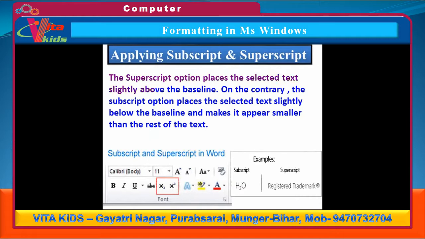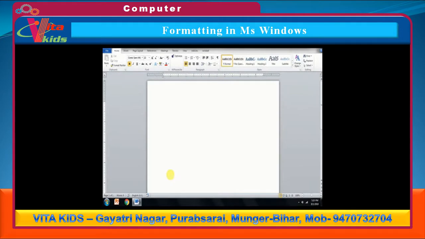Applying Superscript and Subscript. The Superscript option places the selected text slightly above the baseline. On the contrary, the Subscript option places the selected text slightly below the baseline and makes it appear smaller than the rest of the text. Type M2 and select 2.